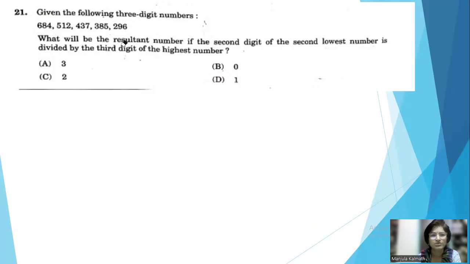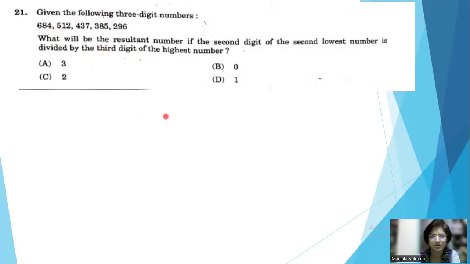So here, first thing we have to do: second digit of the second lowest number. First you have to find out the second lowest number among these. Then you have to go for the second digit of that second lowest. And then divide by the third digit of the highest number. Which is the highest number, and in that, the third digit. From that you have to divide the second digit of the second lowest number here.